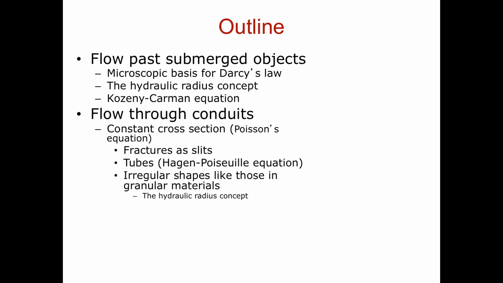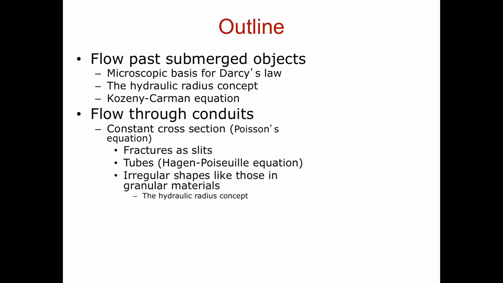So our outline is going to be as follows. We will now move to flow, so-called flow plus submerged objects. So basically our solution of the flow around the sphere will be one such submerged object. And we will just look at now what happens or how do I adjust it if I have multiple spheres. Okay? So basically that will give us one version of the Kozeny-Kármán equation.